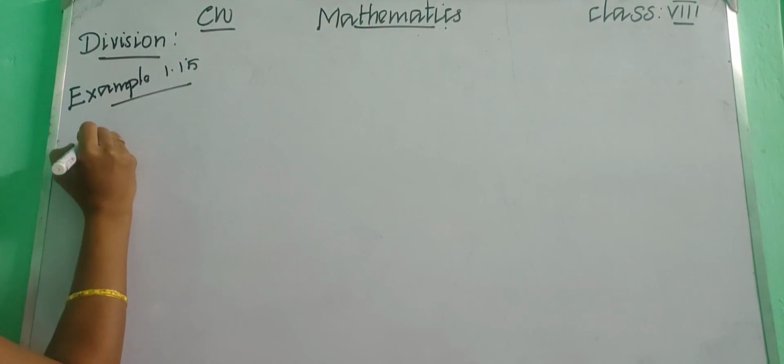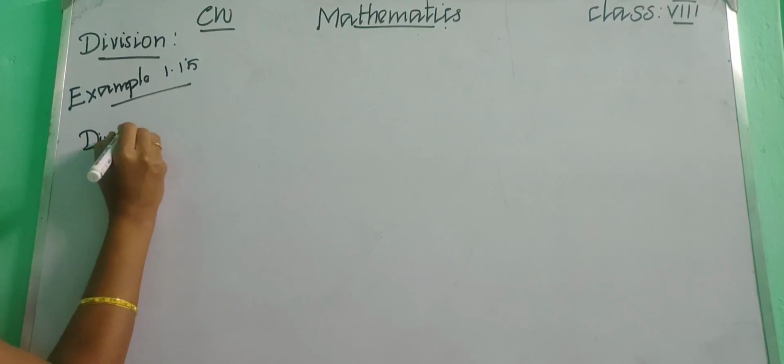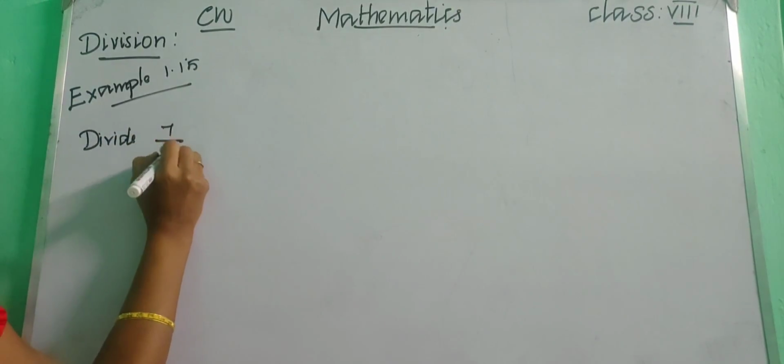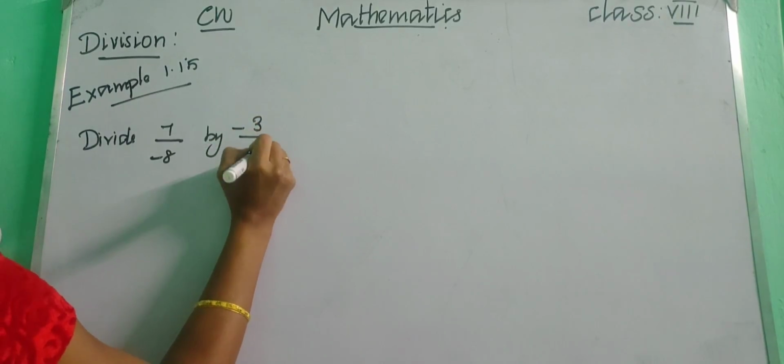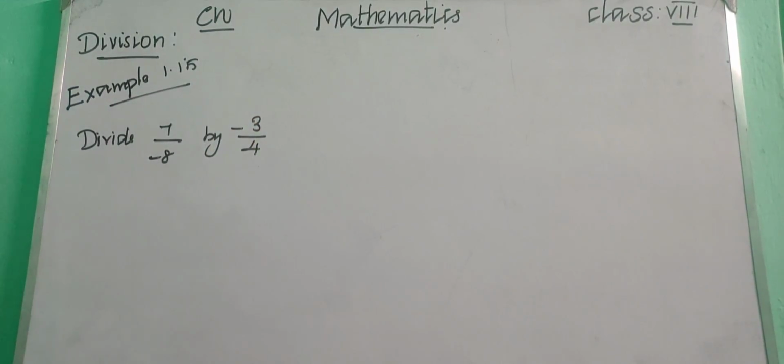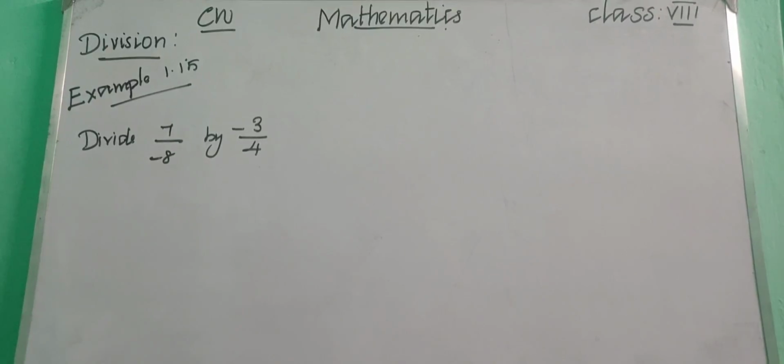So the first question is divide, okay, divide 7 upon minus 8 by minus 3 upon 4, okay. So it is a question. So if there is the word by, we need to put the divide symbol, okay, by.